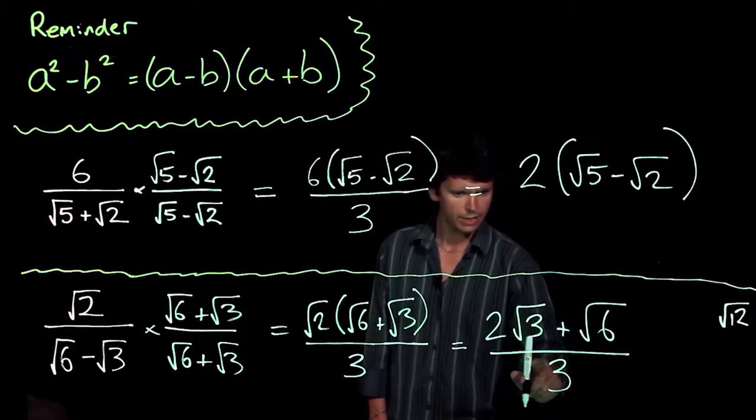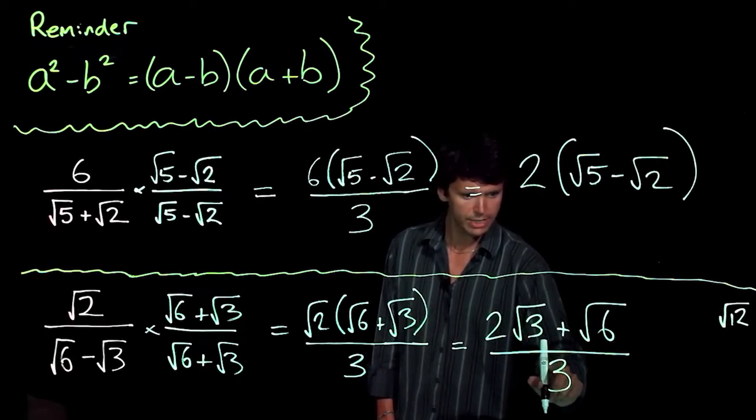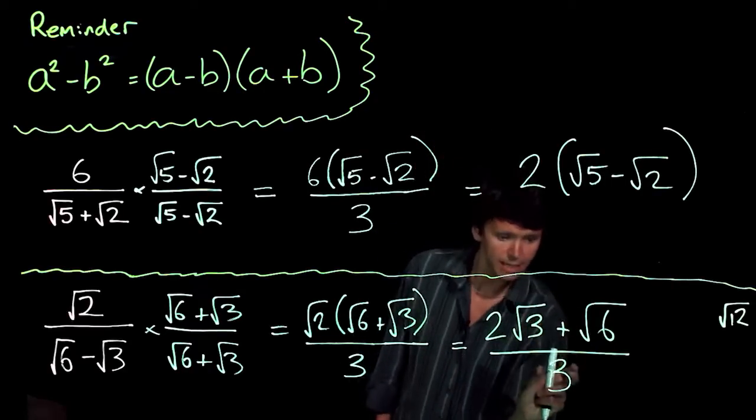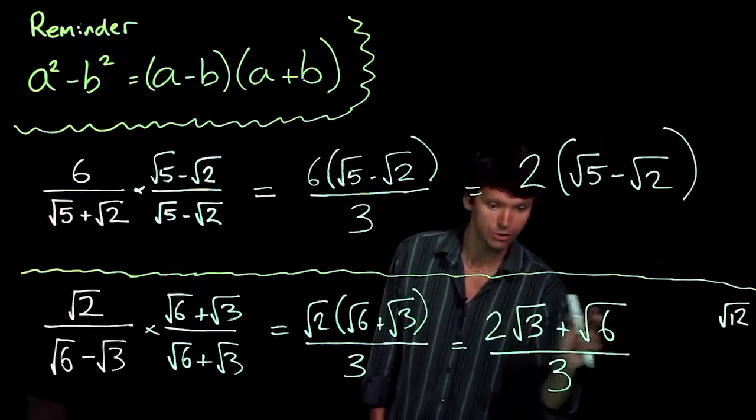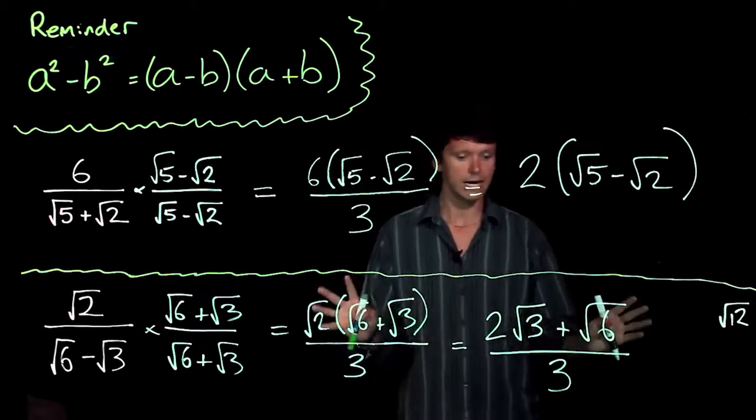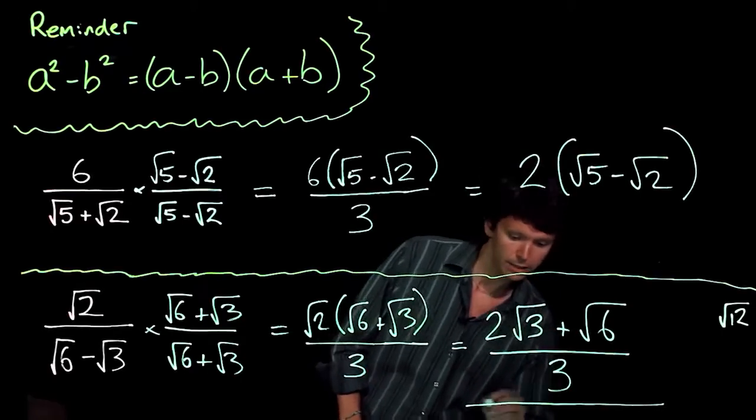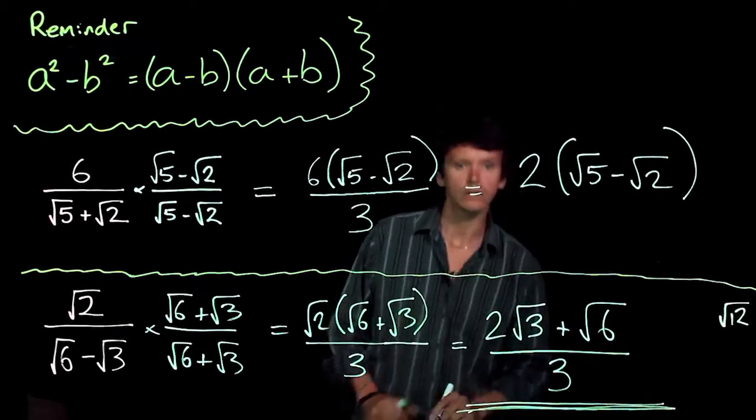Can we cancel down here? We've got a 3, a 6 and a 3. Well, no, we can't, because that number is 3, whereas these are square roots. Square root of 3, square root of 6, so there's no cancelling we can do there. That is our final answer.